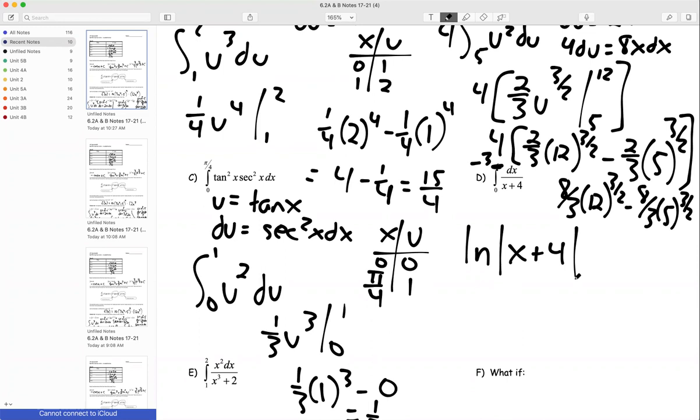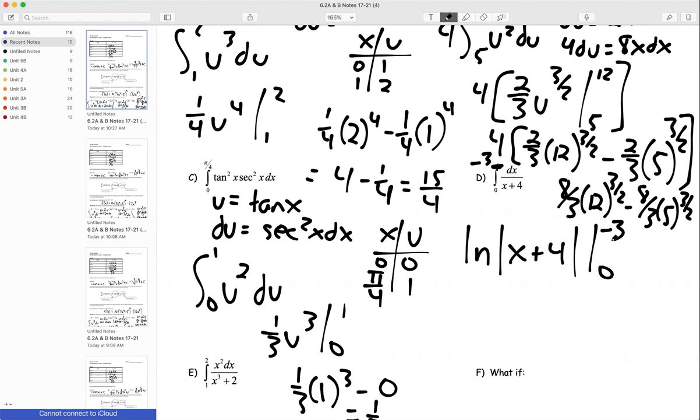Why is it a natural log? Because the derivative of x plus 4 would just be 1 dx, and then I would end up with a du over u, which would give me the natural log of the absolute value. Okay, why is it absolute value? Because natural logs can only be positive. And also, what's interesting here is that I'm integrating from 0 to -3.